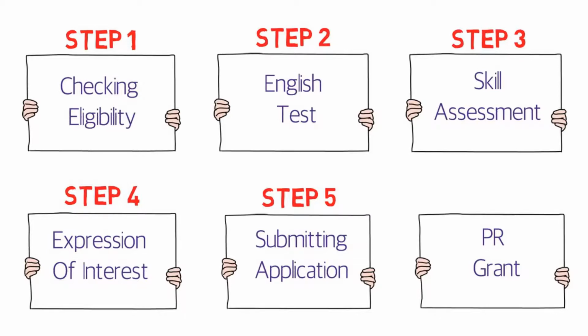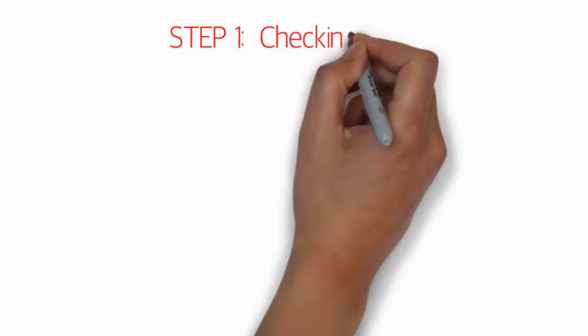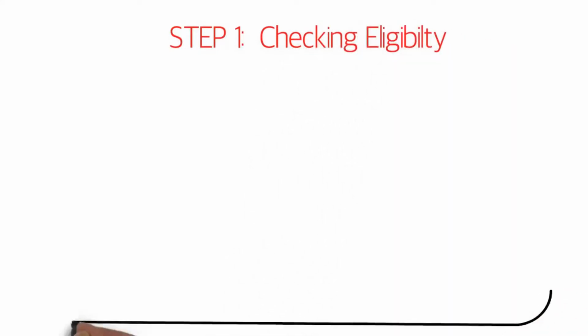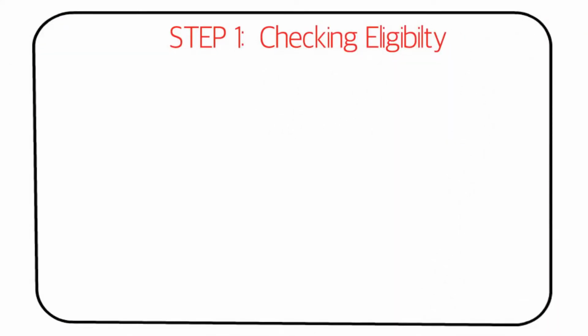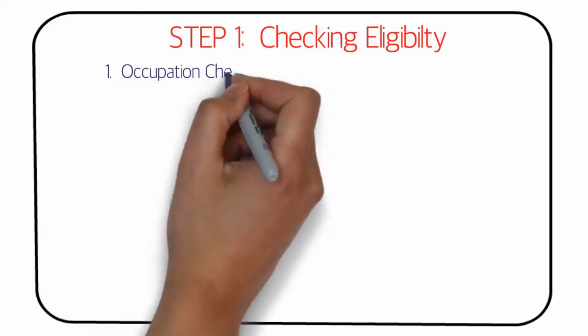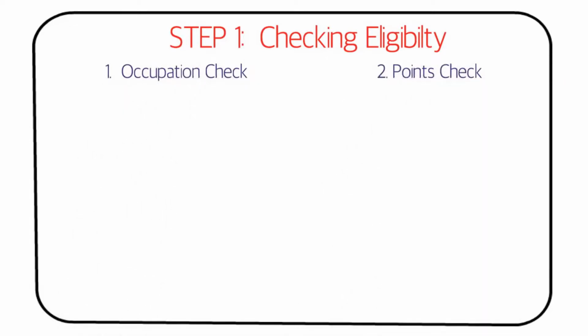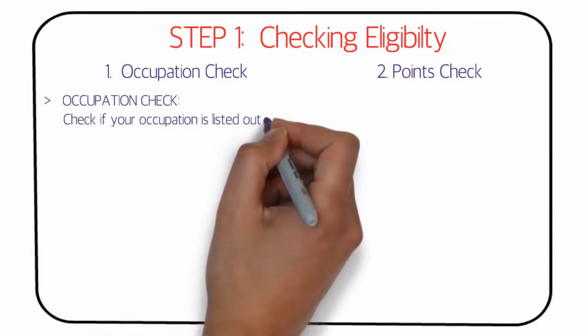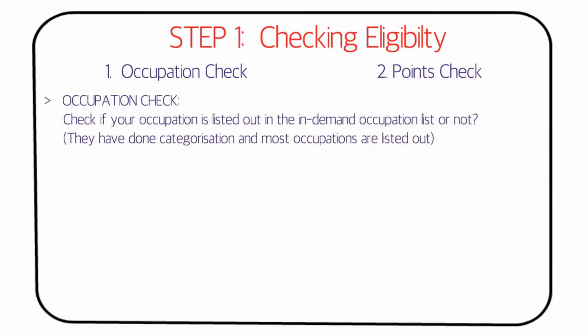Okay, now let's discuss all of these in detail. So, step one is the eligibility check. Checking your eligibility is the first and foremost thing which you should do, and you can do it online. There are two steps in it, and the first step would be the occupation check. You have to check if your occupation is listed in the in-demand occupation list or not. Now they've done the categorization and most of the occupations are listed, so you don't have to worry, your occupation will be there.